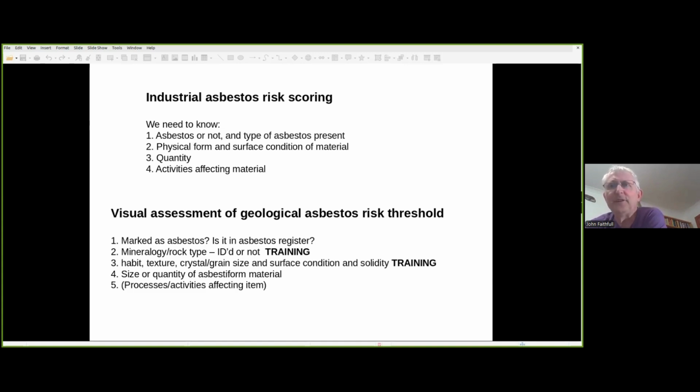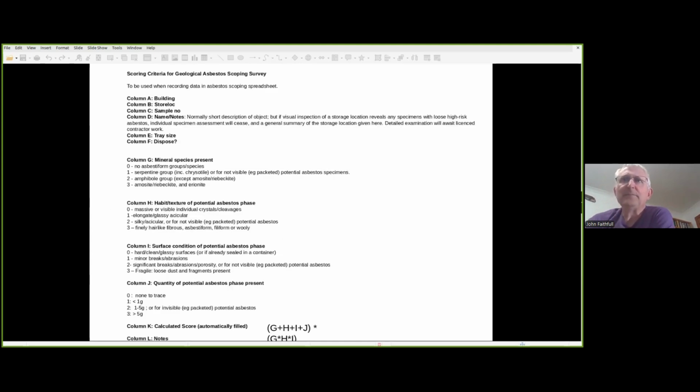So you need a certain amount of training to do these assessments. You can look at the habit, texture, crystal grain size, surface condition and solidity. Again, that's something which requires a degree of mineralogical training and expertise. The size or quantity of the material, potentially asbestiform material present, and what's likely to be done to those kind of things. And those all, if you like, add to the scoring and weighting of the immediacy of the risk. And this is the matrix, if you like.